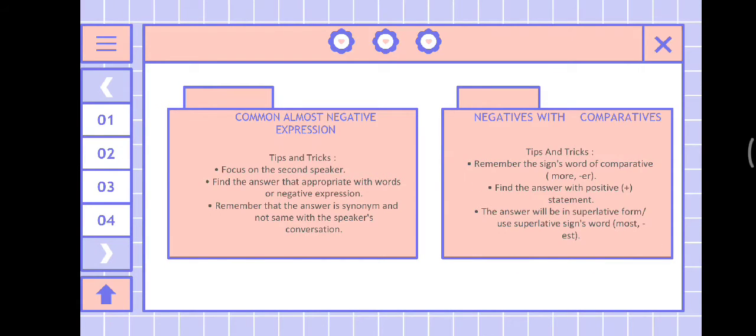The next is negatives with comparatives. Tips and tricks to answer negatives with comparatives. Remember the signal words of comparatives: comparative is more and are. Find the answer with a positive statement. And the next is the answer will be in superlative form. Use superlative signal words such as most or is.